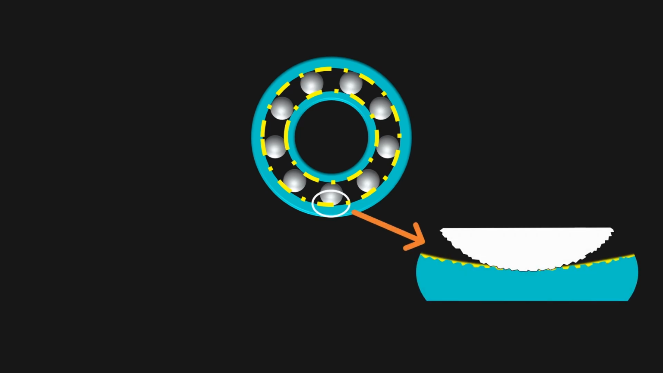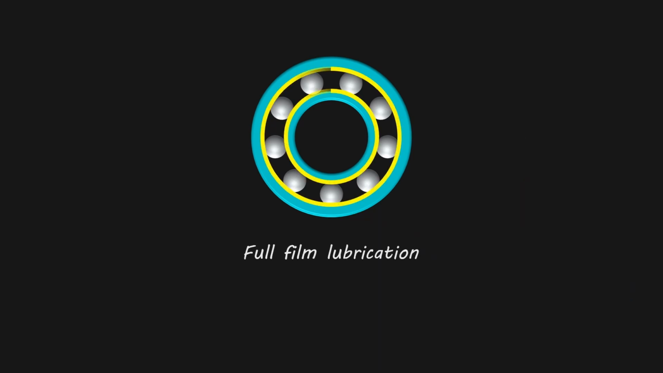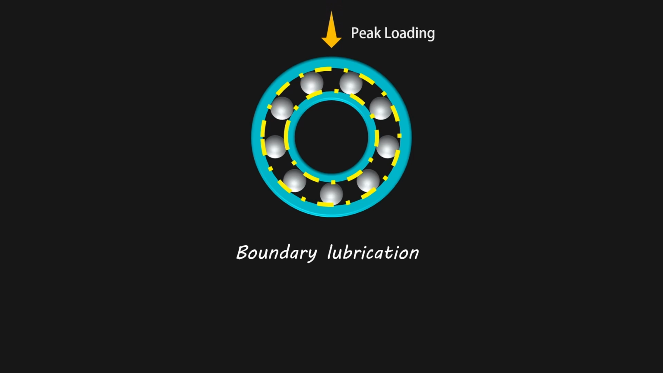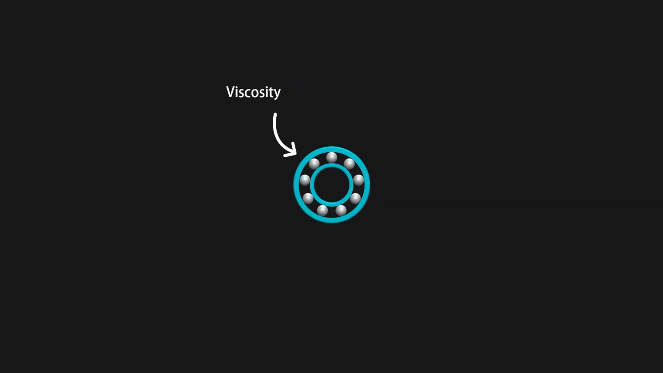But if the lubricant inside the bearing doesn't make a full film lubrication layer and as a result rolling elements make direct contact with the bearing raceway in running condition, and metallic friction happens, this lubrication condition is considered as boundary lubrication. And if the lubricant makes full film lubrication at constant loading and also makes boundary lubrication for a short period of time when the bearing goes into peak loading, then we call it mixed lubrication condition. The formation of these lubrication conditions inside the bearing depends on many factors, mainly on the viscosity of the lubricant, amount of applied load and speed of the bearing.